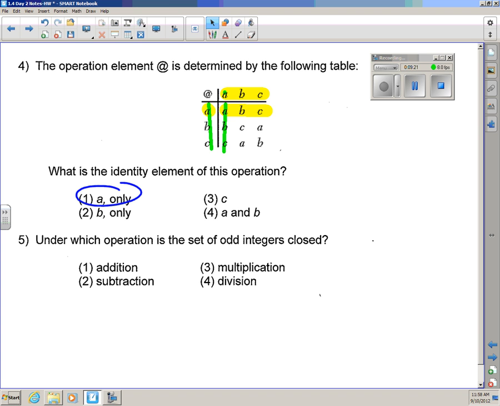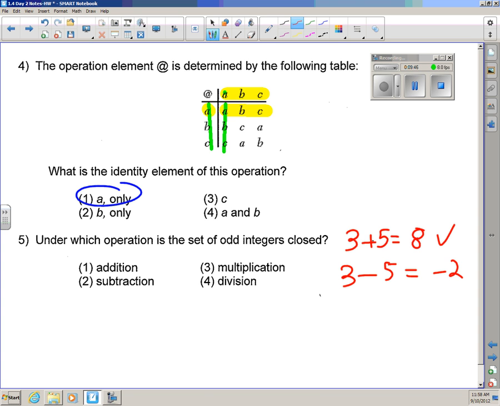And this next one, under which operation is the set of odd integers closed? Well, let's think about some odd integers here. If I take odd integers and I start off with, let's say, 3 and 5. If I do 3 plus 5, I get 8. If I do 3 minus 5, that's an integer by the way, I get -2. If I do 3 times 5, I get 15. Oh, this is why I'm questioning myself for a second.